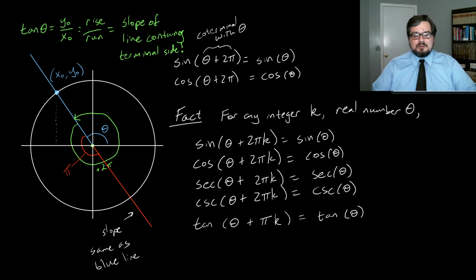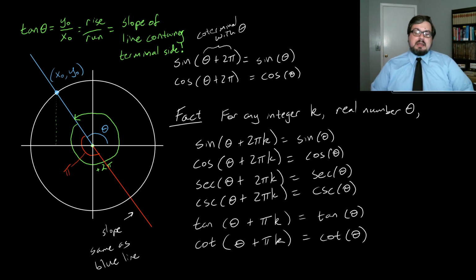And in fact, we can do this over and over again. If we take an angle, theta, and we go halfway around the circle, we're pointing in the exact opposite direction, which means that we're contained in a line with the same slope and therefore the same tangent value. Similarly, the cotangent, which is just the reciprocal of the slope of the line, goes up by pi's. So tangent of theta plus pi k equals tangent of theta for any integer k. Cotangent does the same thing.